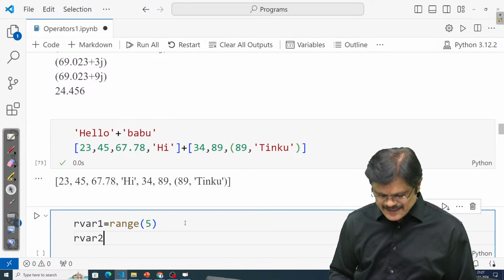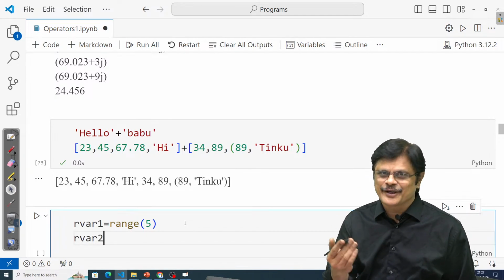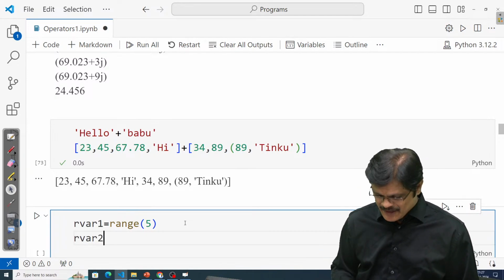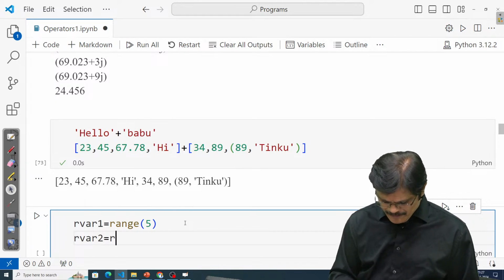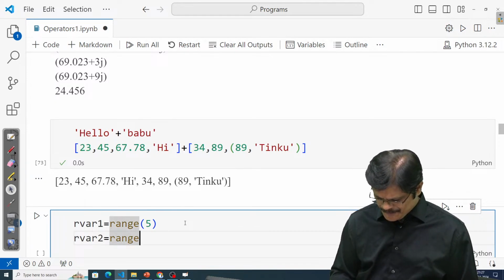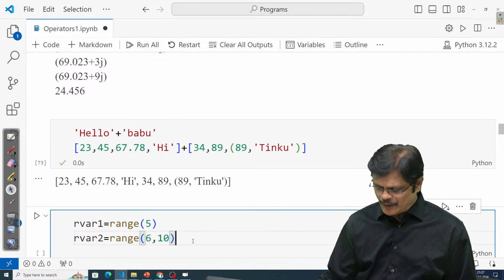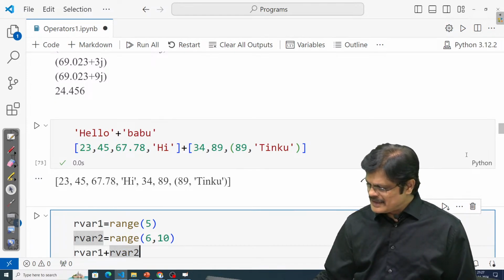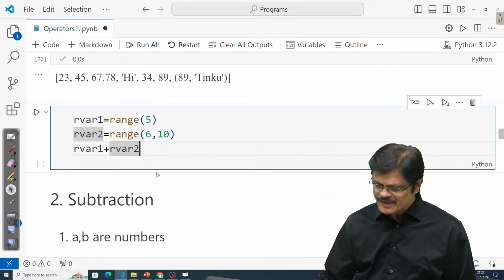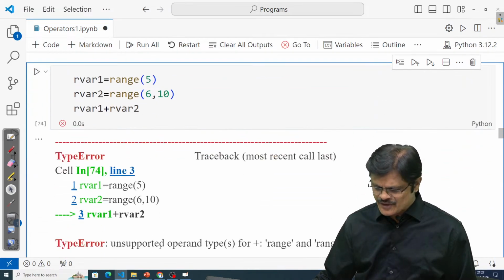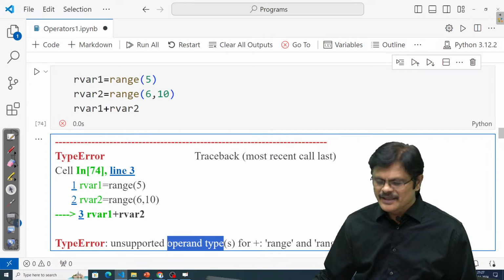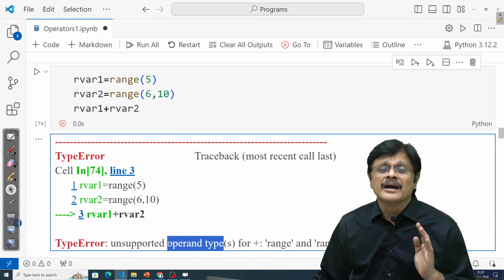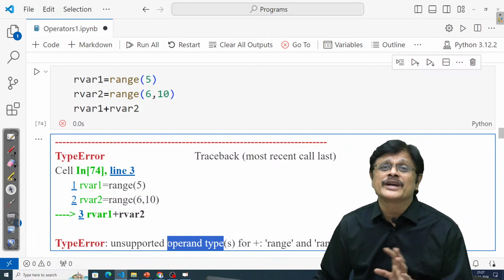Because range variables cannot be directly created like this, sir. We cannot have a range literal. Okay, range variable 2, maybe I take from 6 to 10, and I want to concatenate these two, range variable 1 plus range variable 2. Is concatenation possible between range variables? It says, sorry, unsupported operand type. So we cannot concatenate two range variables.